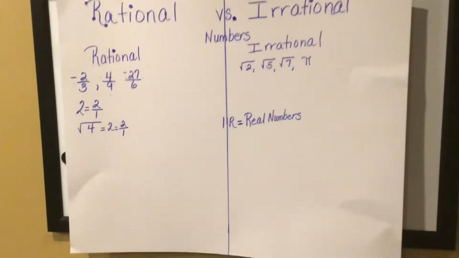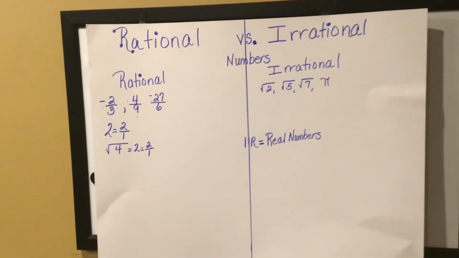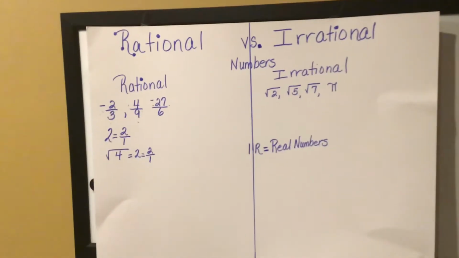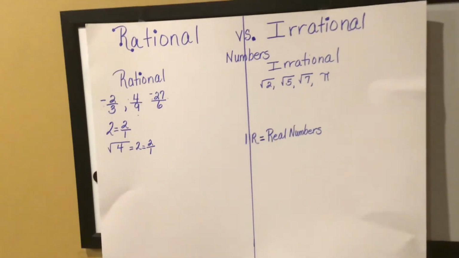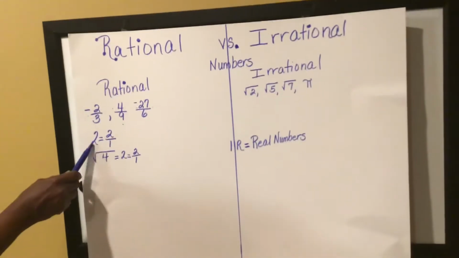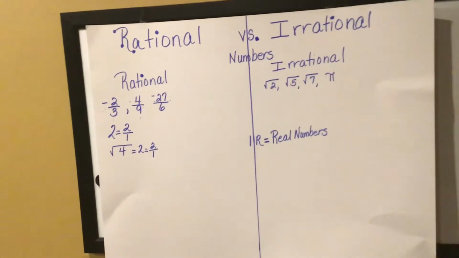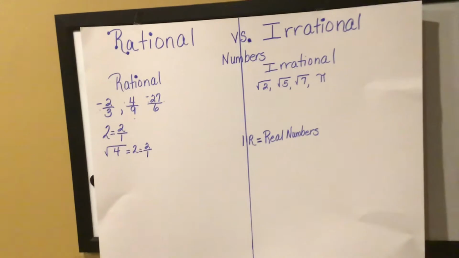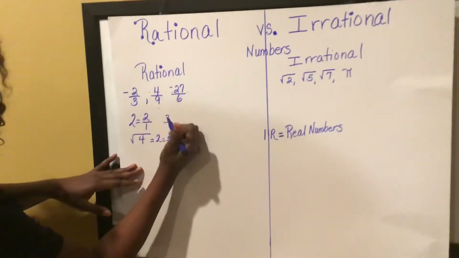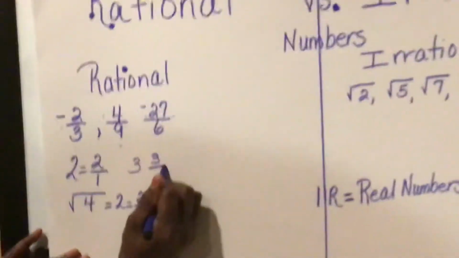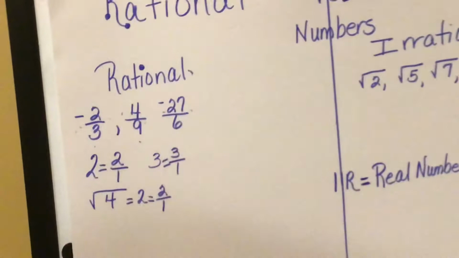So therefore, they are all rational numbers. And in addition to numbers that look like this, all of the integers are what we call rational. Now, integer 2 can be written as 2 over 1. Everybody see that? Integer 3 can be written as 3 over 1. Okay? Still a rational number.